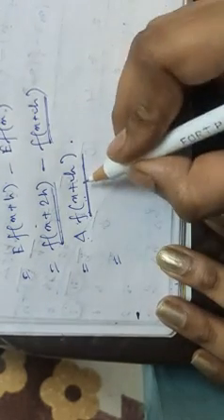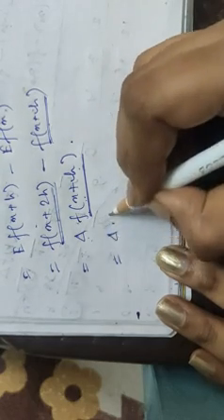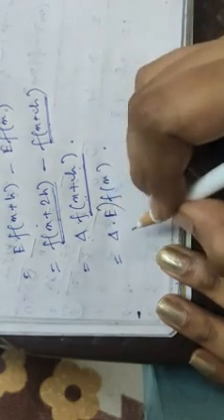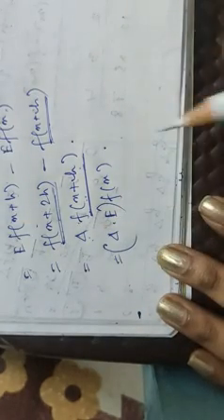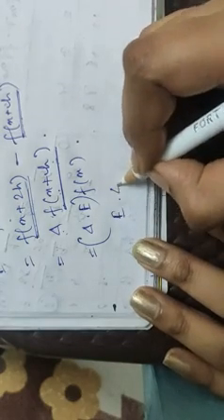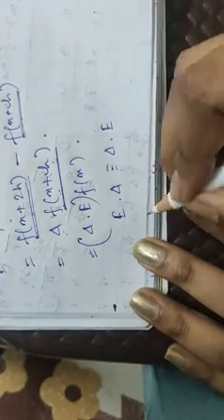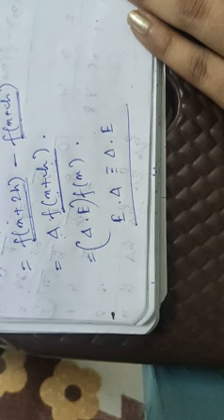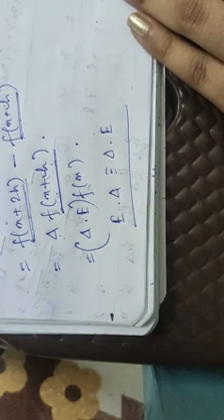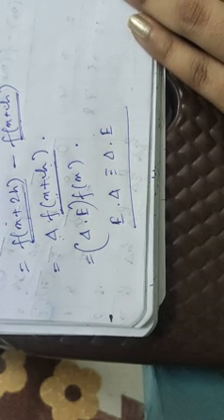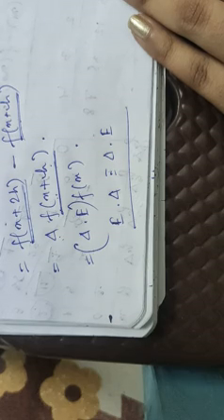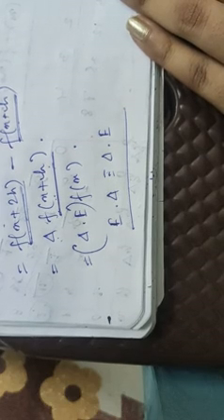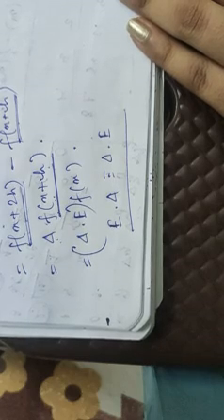And f(x plus h) means E of f(x), so that is delta dot E f(x). So we started with E dot delta and we get delta E. So E dot delta equals delta dot E. This is one property. The next property is the relation between E and delta.